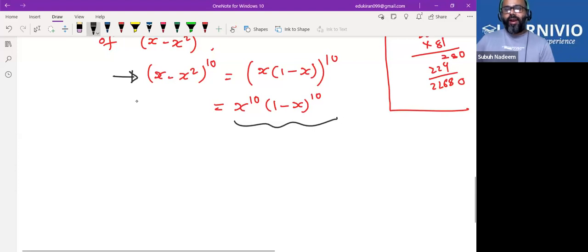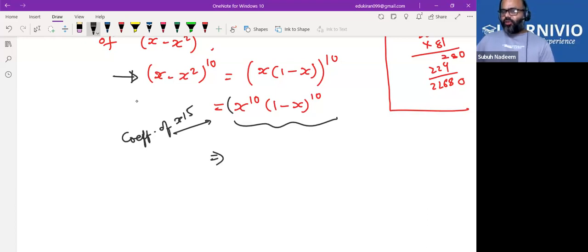So if you want to find the coefficient of x to the power 15, what will you do? This is already x to the power 10. This is a fixed variable with a power, and it is multiplied with (1 minus x) to the power 10. This will have a variable whose degree will keep on changing on expansion, but x to the power 10 is fixed. So in this (1 minus x) to the power 10 expansion, which term do you need?